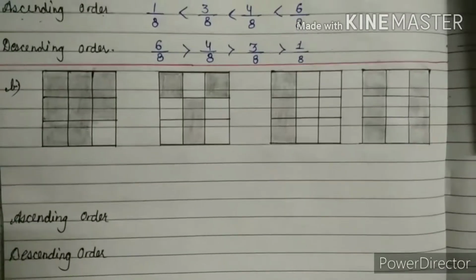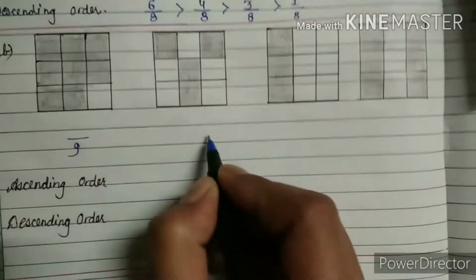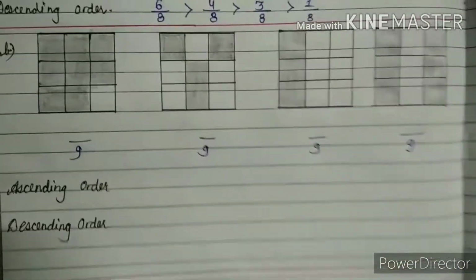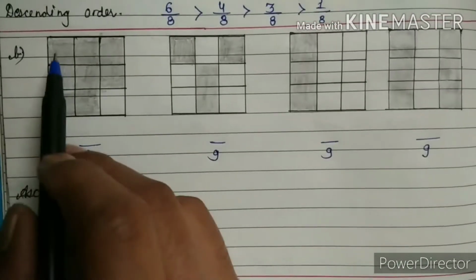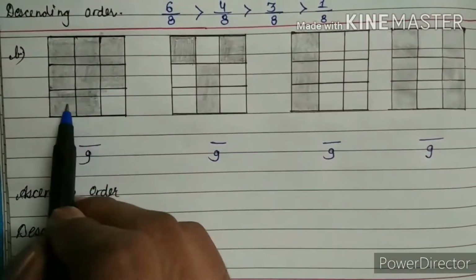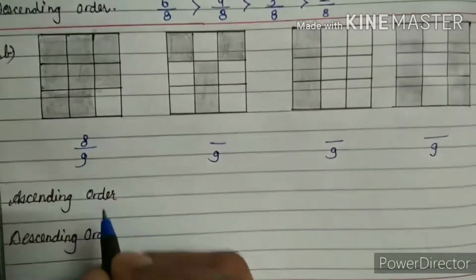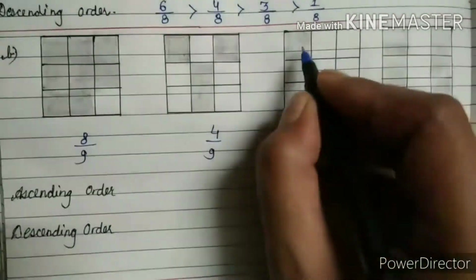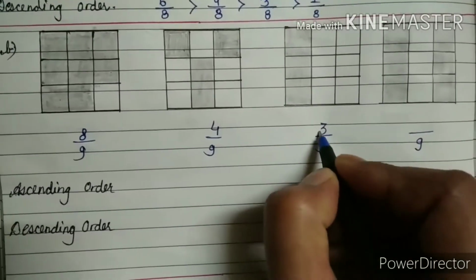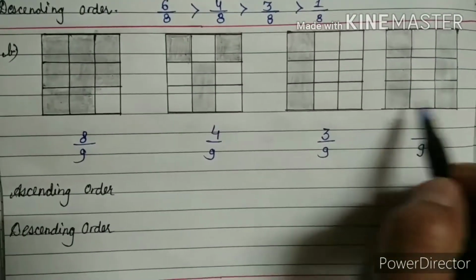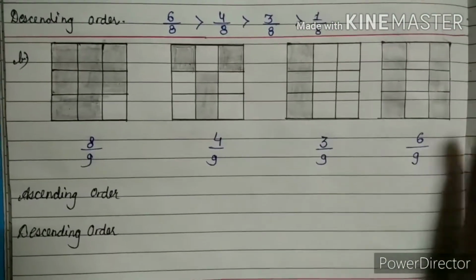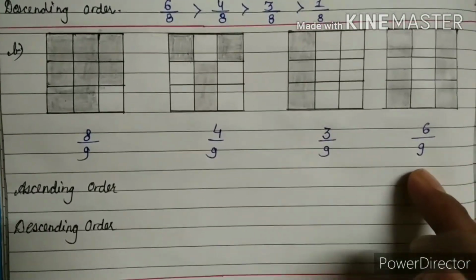Now the second part is there. How many portions are there? You can see all have the same partition, that is 9. In the first, how many are shaded? 1, 2, 3, 4, 5, 6, 7, 8 are shaded. In the second 1, 2, 3, 4 are shaded. In the third 1, 2, 3 are shaded. And in the last one 1, 2, 3, 4, 5, 6 are shaded. So you can see all have the same denominator.